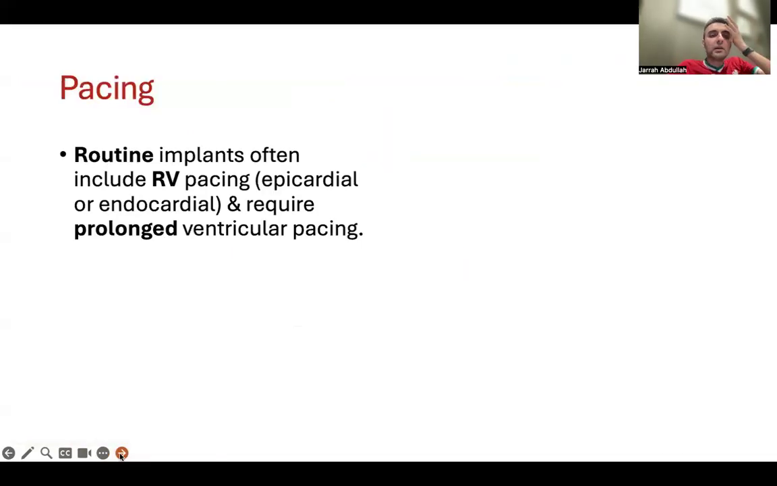So when we pace a patient, routinely the implant includes right ventricular pacing, whether epicardial or endocardial. Epicardial meaning outside the surface of the heart, endocardial transvenously through the veins into the heart. And usually with pediatrics, the indication is complete heart block, and hence the patient would require pacing throughout his life. And he's a young patient, so we are talking many, many years of pacing.